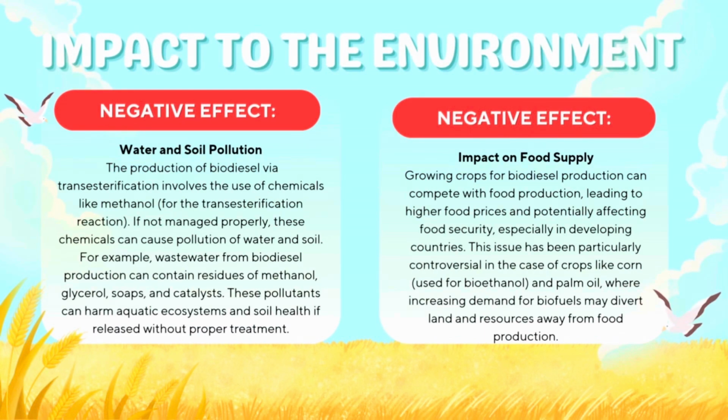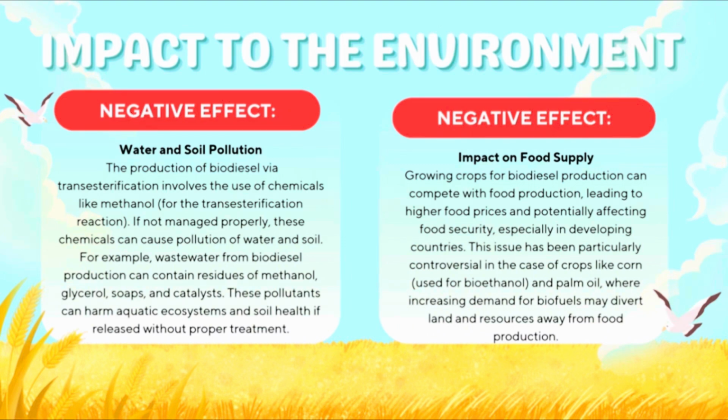Impact to the environment. For the first one, negative effect. Water and soil pollution. The production of biodiesel via transesterification involves the use of chemicals like methanol for the transesterification reaction. If not managed properly, these chemicals can cause pollution of water and soil. For example, wastewater from biodiesel production can contain residues of methanol, glycerol, soaps, and catalysts. These pollutants can harm aquatic ecosystems and soil health if released without proper treatment.